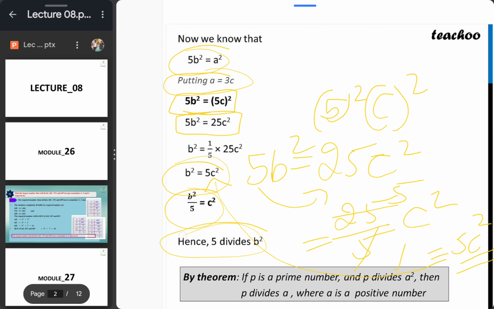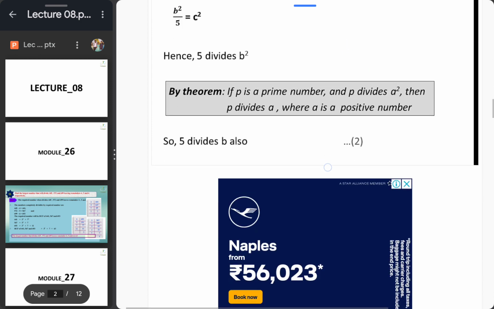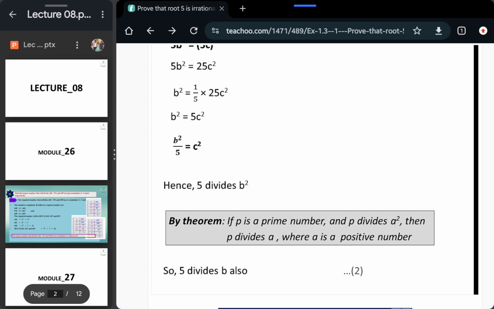Hence 5 divides b squared. According to the theorem, if p is a prime number and p divides a squared, then p divides a, where a is a positive number. So 5 divides b squared means 5 divides b. 5 divides b also.